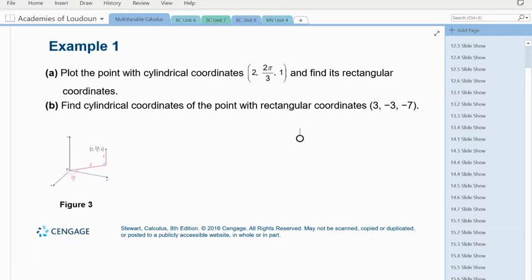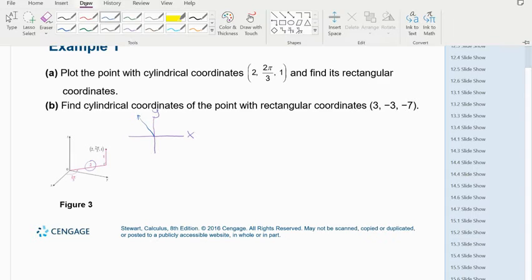So to plot the point, we're going to move out as a radius unit 2 around from the positive x-axis. So visualize this axis, and we're going to move to angle of 2 pi over 3, and then we will go up 1 unit in z.